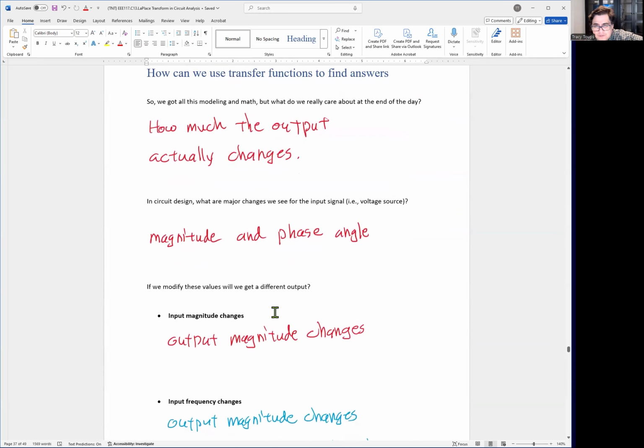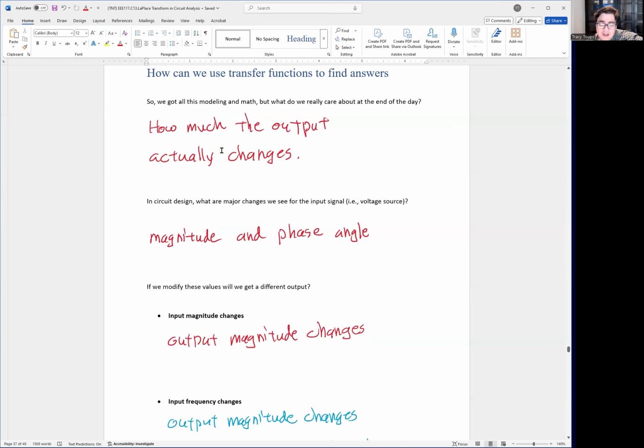So how can we use transfer functions to find answers? Obviously we could do a lot of work building the circuit and analyzing it. So we got all the modeling math done, but what do we really care about at the end of the day? How much the output actually changes. I need to know when I input 1, 2, 3, 4, 5, what is my output? Because I need this equipment I'm going to use to be predictable. I don't want an unpredictable piece of equipment because then I can't use it to my benefit. So we need to make sure that it works correctly in our favor.